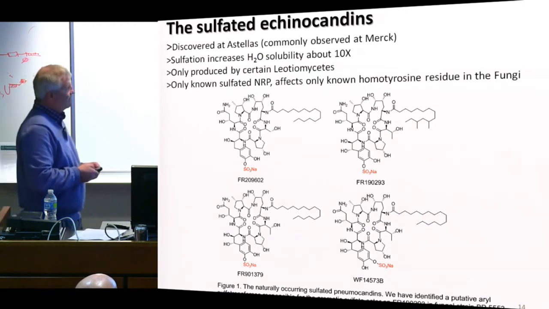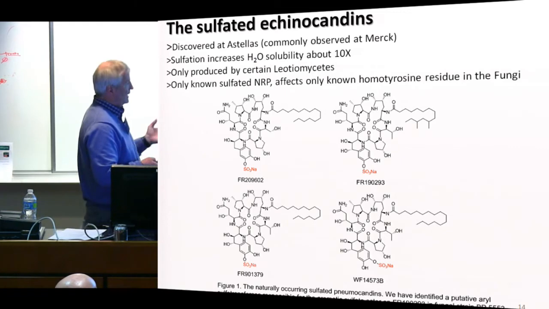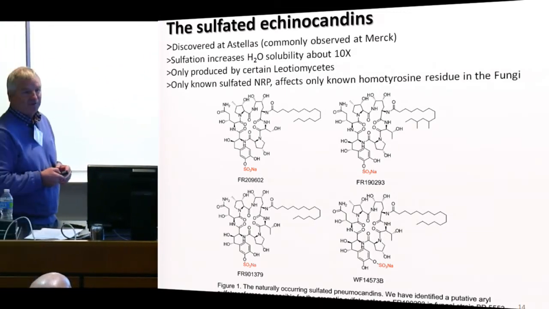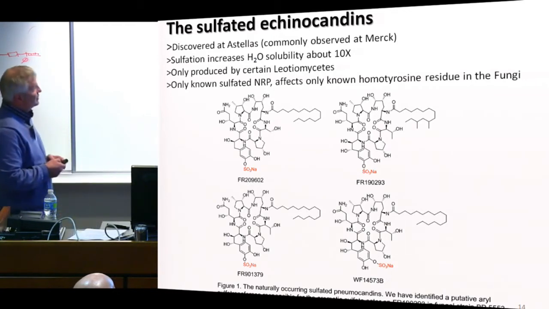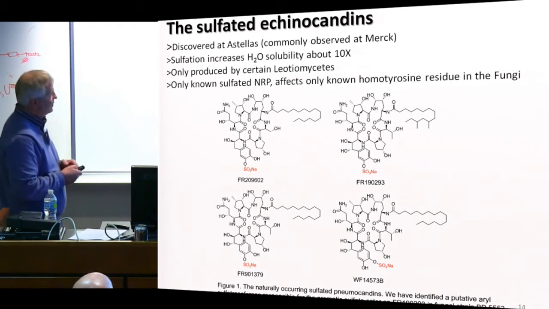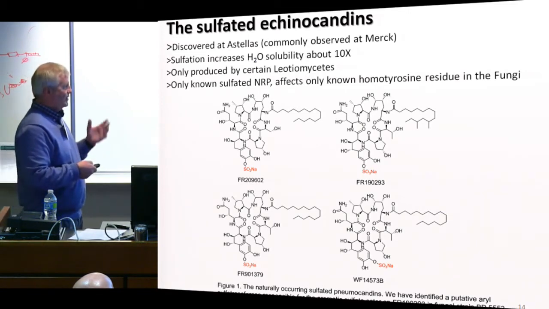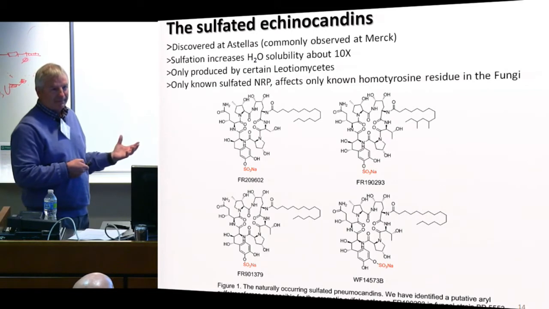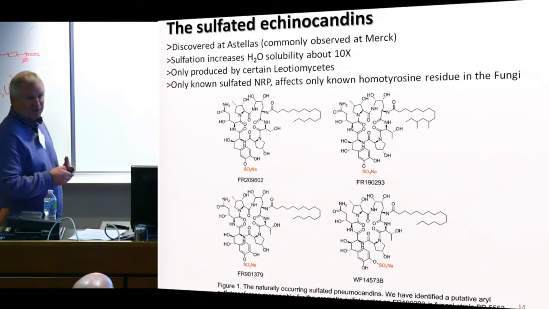The other interesting variation in this family that impacted the development was the discovery of the sulfated echinocandins. These were discovered at Astellas, which used to be called Fujisawa, I think, at the time. And we observed these compounds also at Merck. If you look in the right place, you will find them fairly commonly. What's important here is that the sulfate was novel at the time, and it opened up patent space for them, of course, but this increases water solubility by about 10-fold. Pneumocandins and echinocandin B are not especially soluble, so this starting material was much more soluble and gave them a really good starting point for their program.